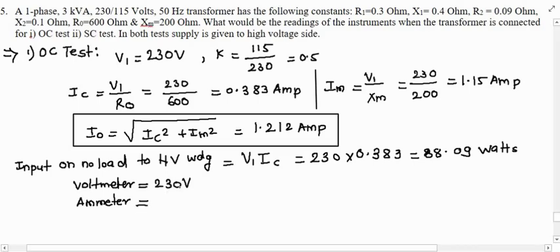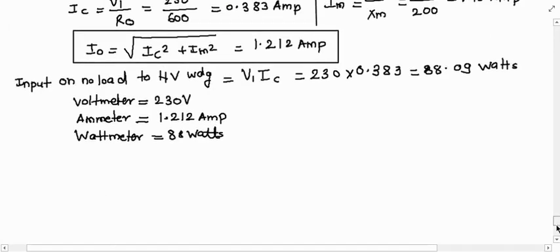So what is my no load current? No load current is 1.212 ampere. And what will my wattmeter show me? That is nothing but your no load power, which is equal to 88 watts approximately. Okay.